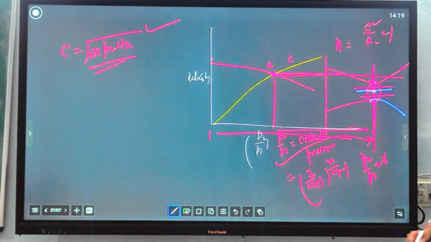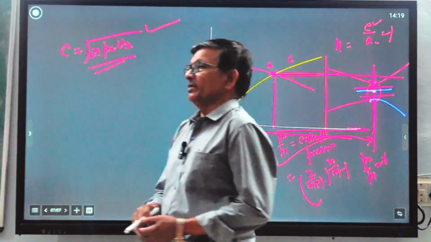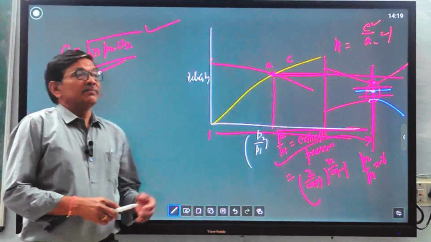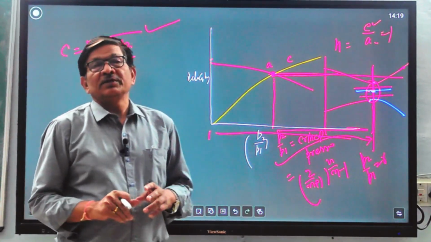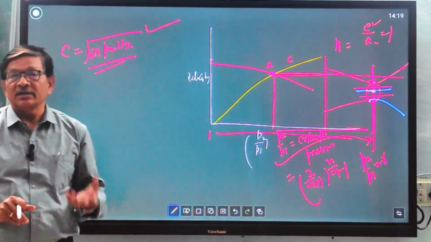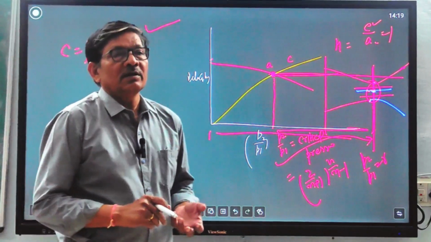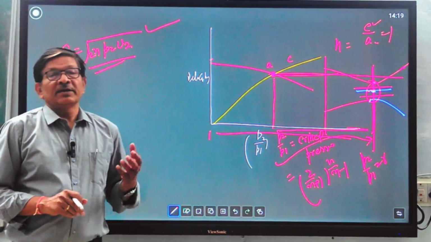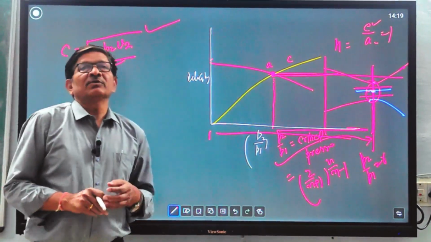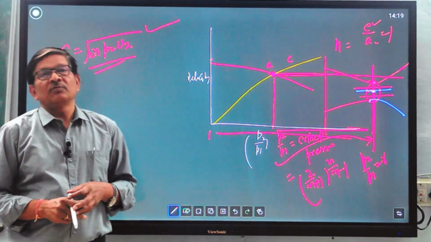In the next class we will discuss the maximum discharge in terms of some empirical formula, and what the relationship will be between area, Mach number and velocity. Area, Mach number and velocity: that is the most important equation we have to learn and apply.